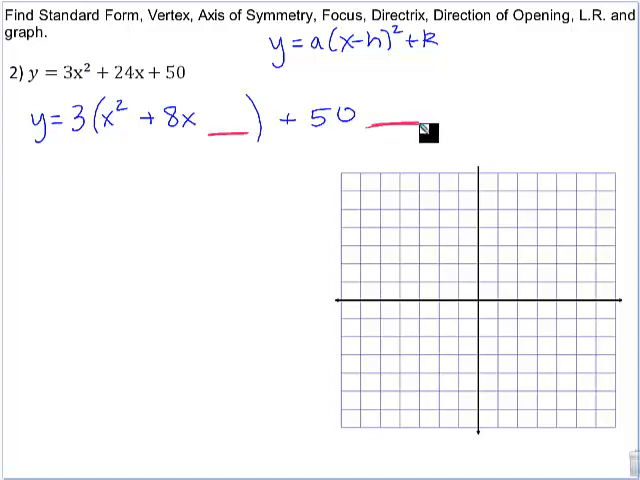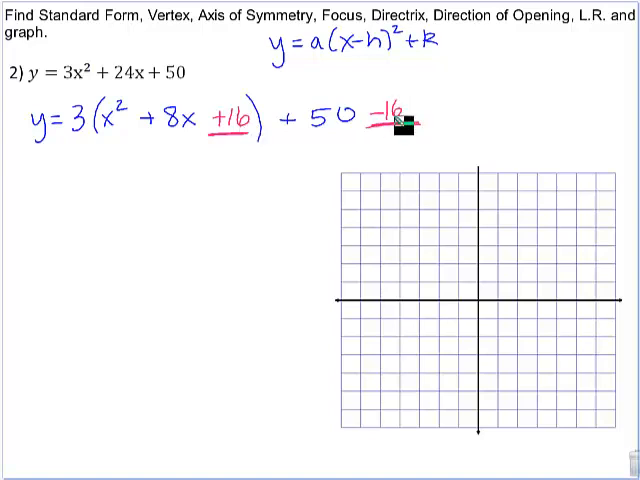So how do we figure out what that number has to be? You have to do the x plus 4. Good. We have to divide this by 2 and square it. So we divide this by 2 to get 4. We square it to get 16. Now if we add 16 here, we want to keep our equation the same. You have to subtract it on the other side. Minus 16 to the end.